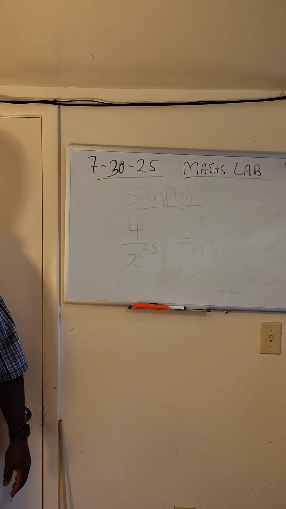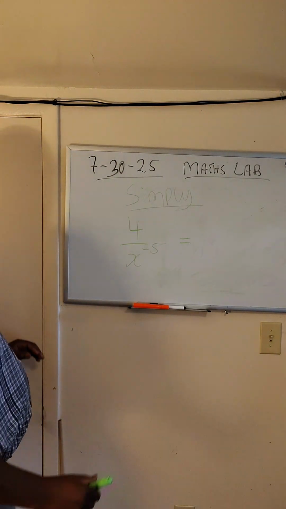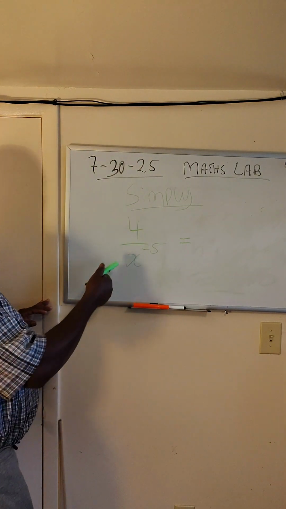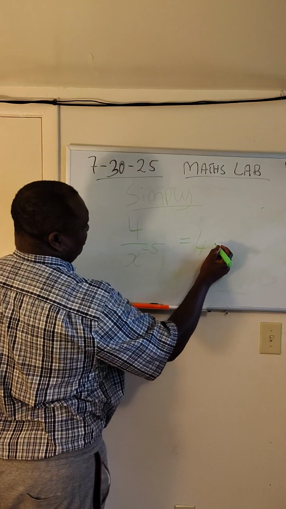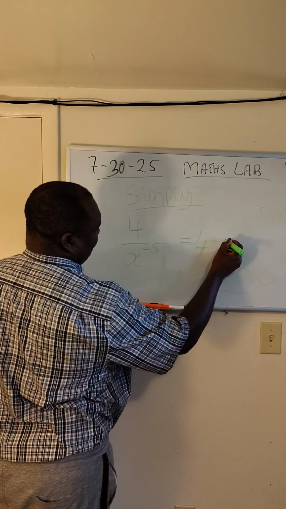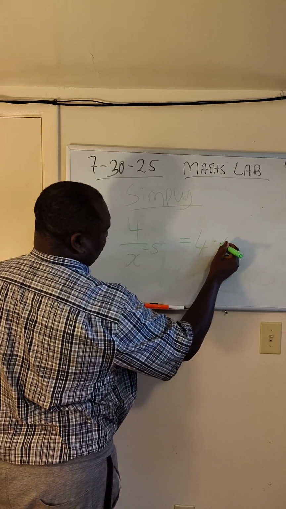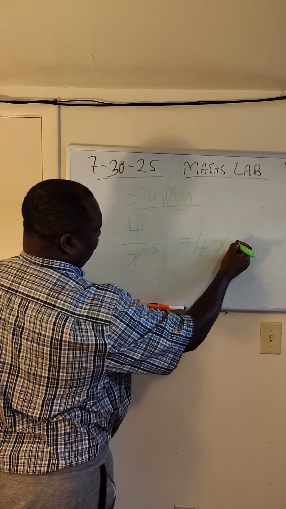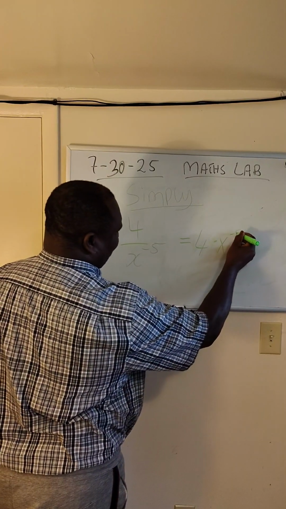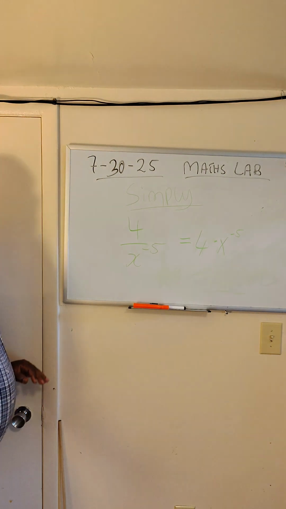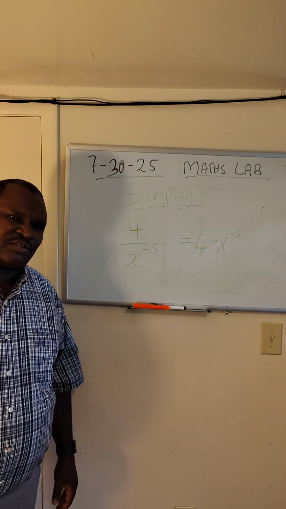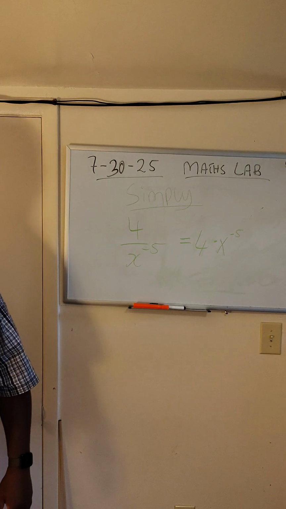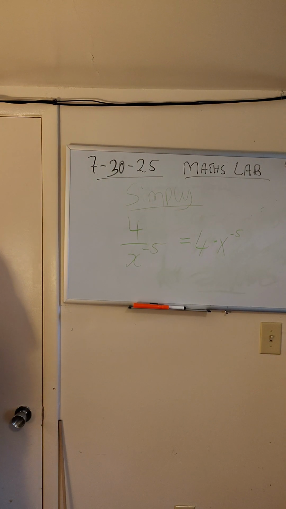And what are we multiplying? We are multiplying the numerator by the denominator. So now, therefore, we have 4 multiplied by x raised to the power of 5.